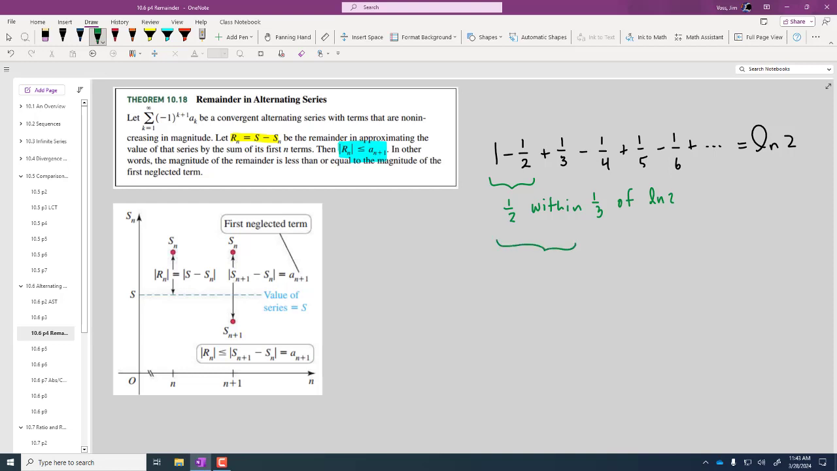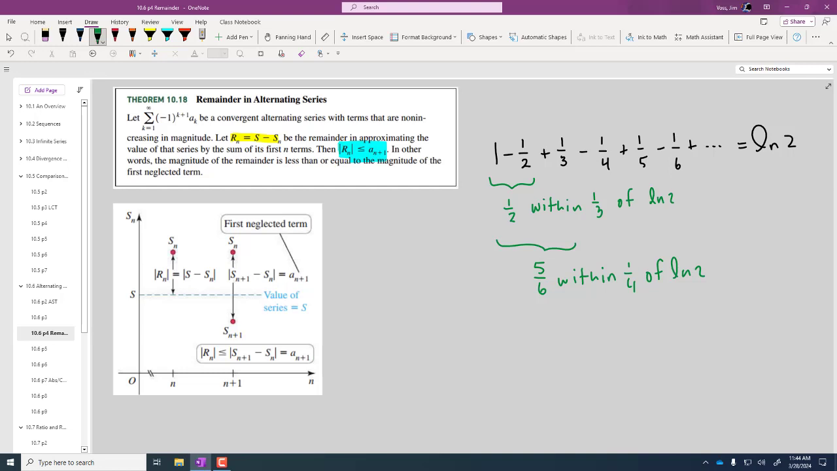If you add up the first 3 terms, so then you have 1/2 plus 1/3, which is going to be what, 5/6? If I've added correctly, 5/6. This is going to be within how much of natural log of 2? A quarter of natural log of 2. Because that's the next term. It's the first unused term. And you keep on going like that. If you add up the first 100 terms, you will be within whatever the 101st term is, you'll be within that much of this total sum.